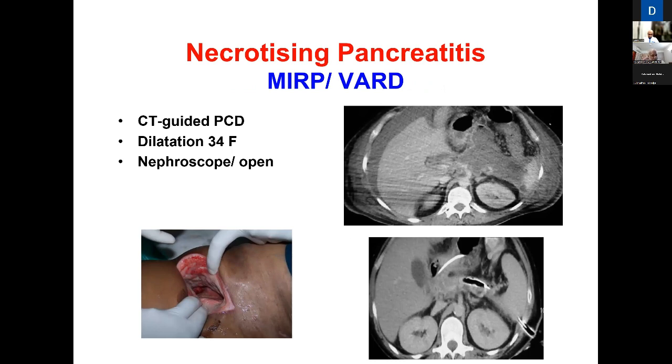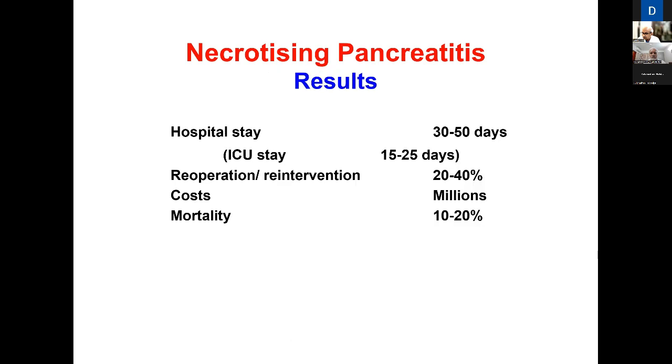And it starts with the CT-guided percutaneous drainage, and the tract is then dilated. And through that, a nephroscope or finally even a retroperitoneal open approach can be used, wherein one goes behind the transverse colon. But this is most suited for necrosis confined to the tail and distal body of the pancreas. Head of the pancreas may be difficult to handle by this approach.